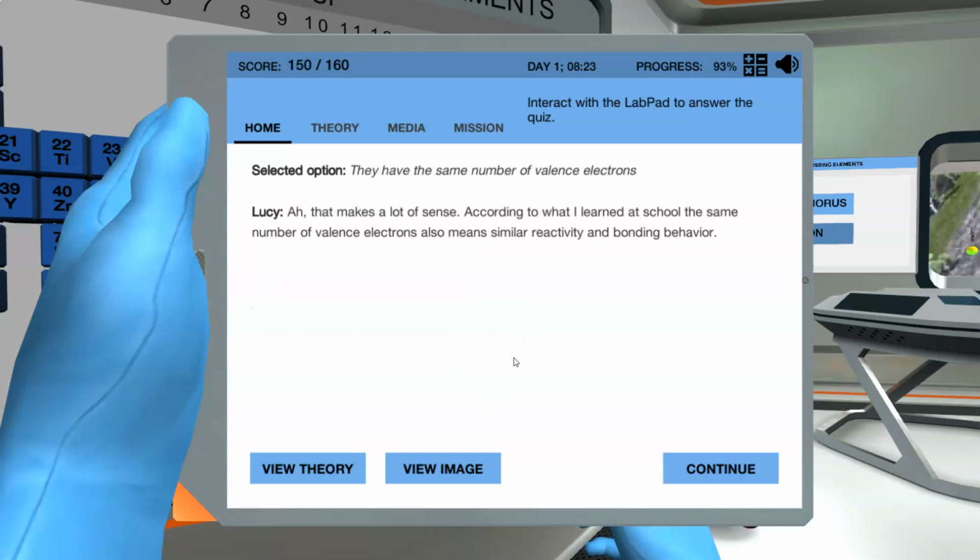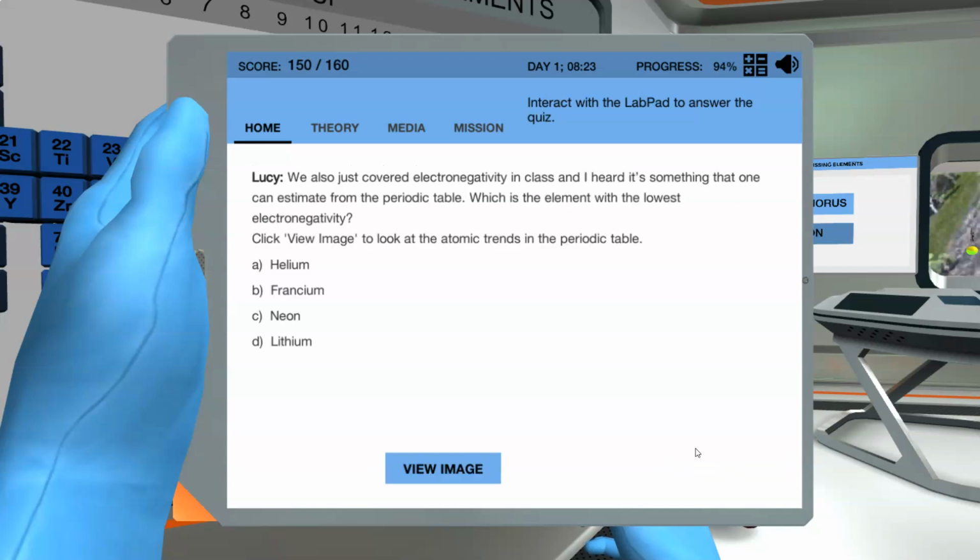Ah, that makes a lot of sense. According to what I learned at school, the same number of valence electrons also means similar reactivity and bonding behavior. We also just covered electronegativity in class and I heard it's something that one can estimate from the periodic table. Which is the element with the lowest electronegativity? Click View Image to look at the atomic trends in the periodic table.